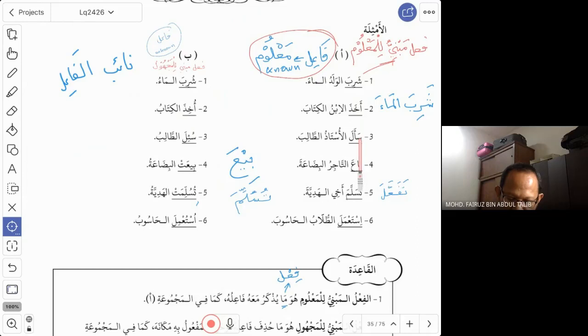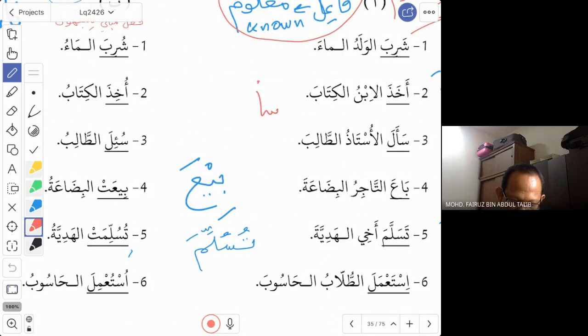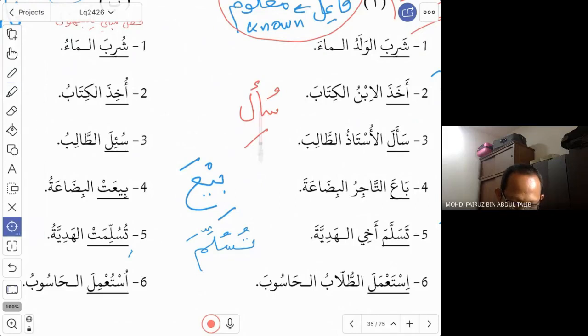Except number 3 is similar. Sa'ala, su'ila. The only difference is the way you write the hamza, because there are many ways of writing the hamza. In this case, of course, you cannot use the hamza on the alif anymore. This is not a suitable hamza for kasrah. So the one that is suitable for kasrah is this hamza. This is just a matter of the way you spell the word su'ila.